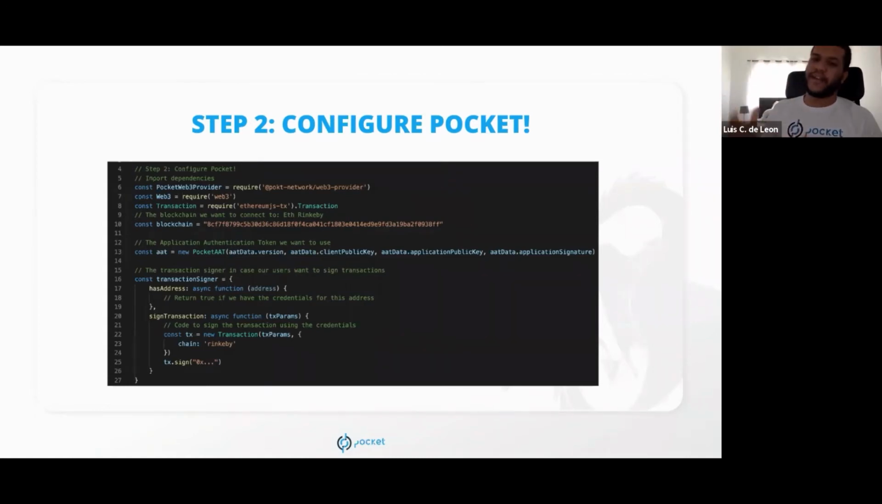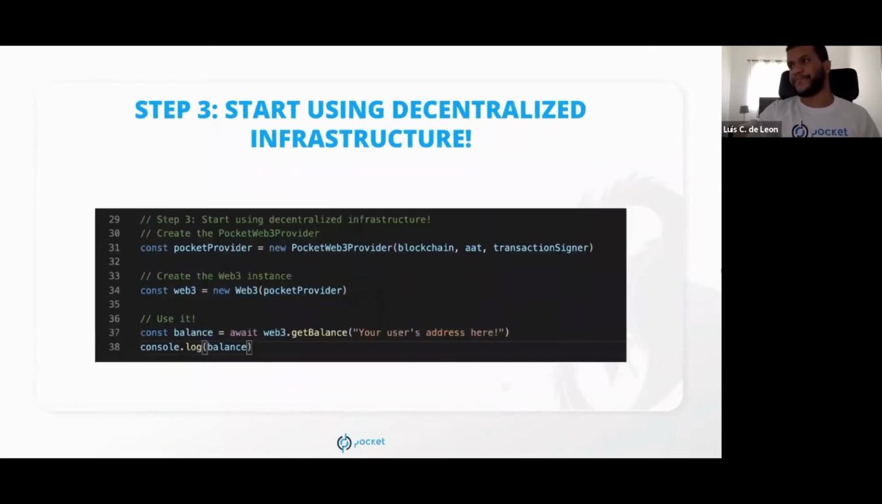your application signature, which is the proof that the Pocket Network will use that this is a valid user of your application. And the last thing we're gonna configure is a transaction signer. It's a simple interface that you can implement to sign transactions for your users with the credentials that they provide to your application. Step 3, we're gonna start using decentralized infrastructure.